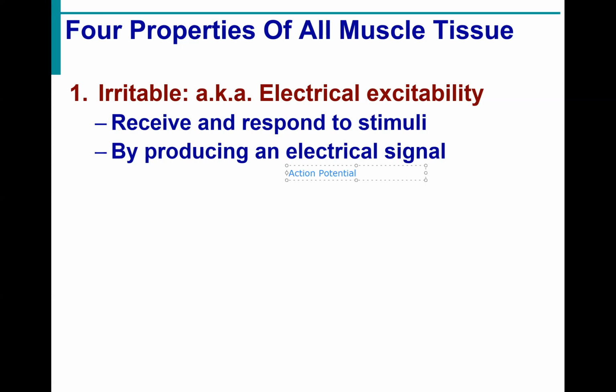That electrical signal that gets produced by a muscle cell when it gets stimulated is called an action potential. It is a big positive signal. And so it's irritable. It receives a stimulus and responds to it. And it responds by producing an action potential, a big electrical signal. So we can also say that it is electrically excitable, because it receives that stimulus and it responds to it. And let's move that over there to remind us of that.